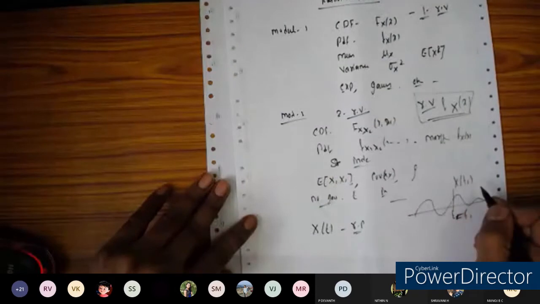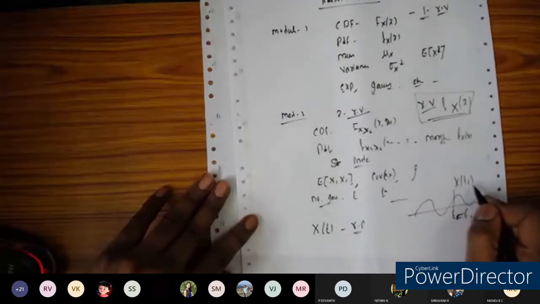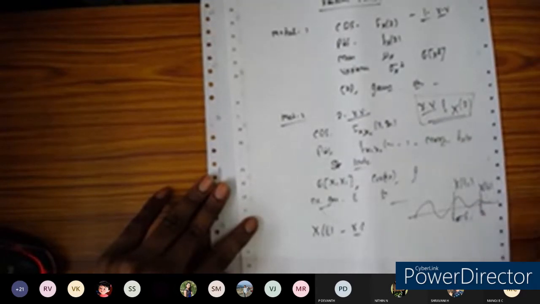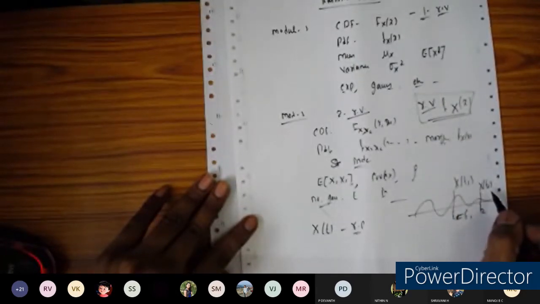I'm going to call that a random process. At t is equal to t1, we are going to call it here. Similarly, at t is equal to t2, there is a certain variable you are going to get, that is called x of t2. So this is a random process we are going to call here.